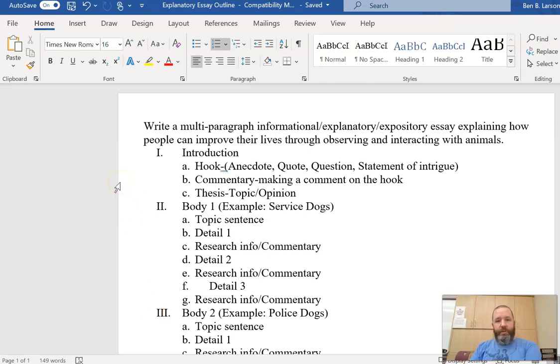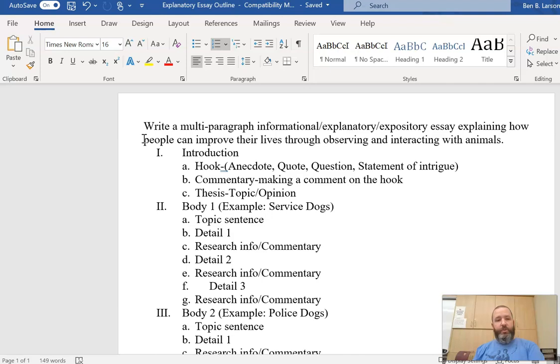Alright, so we've already gone over the topic for the essay, but it's up here again at the top, and we've already gone over that checklist that's in the Springboard book for EA2. But once again, the topic for the prompt: write a multi-paragraph informational, explanatory, expository (remember all those words mean the same thing) essay explaining how people can improve their lives through observing and interacting with animals.